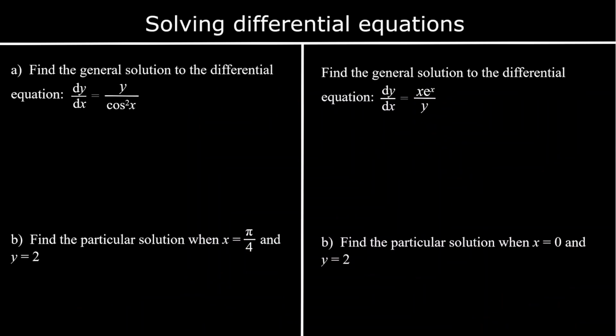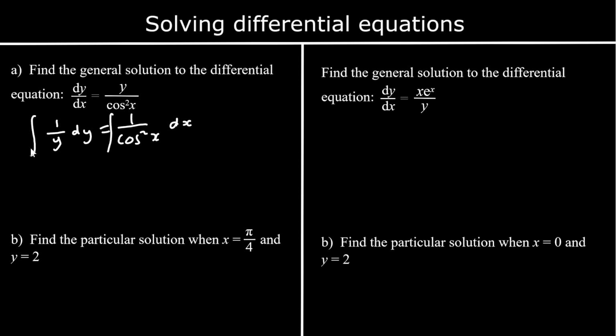Another question, find the general solution to the differential equation dy/dx equals y over cos squared x. Again, we're splitting x's and y's. So I want the y's with the dy, so the y's are going to be on the left. So divide by y. And my x's are going to be on the right, 1 over cos squared x dx.